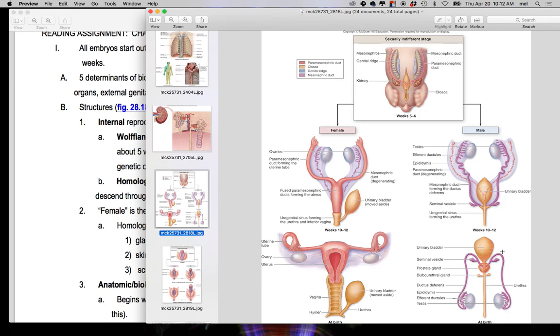And what it will do is cause the degeneration of these pink ducts. These are called the Mullerian ducts or the paramesonephric ducts. I think Mullerian is easier to remember. And in a male, you will degenerate those pink ducts. If you left them to continue, those would become the oviducts or fallopian tubes and the uterus. Good? Okay.